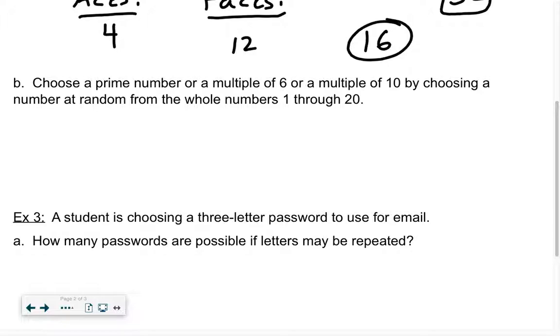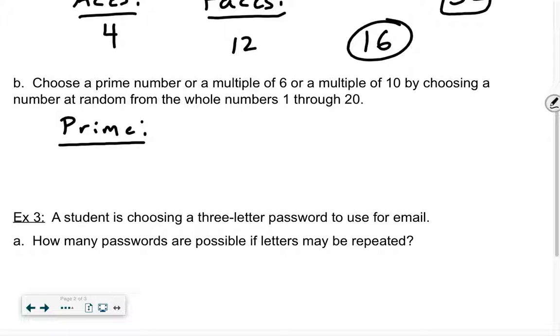For B, we're looking at a prime number or a multiple of 6 or a multiple of 10 by choosing a number at random from the whole numbers 1 through 20. Okay? So once again, let's go through each of these events. Let's start with the prime numbers. If you think about your prime numbers between 1 and 20, we have quite a few of them.